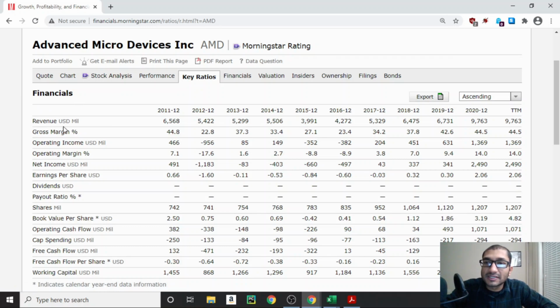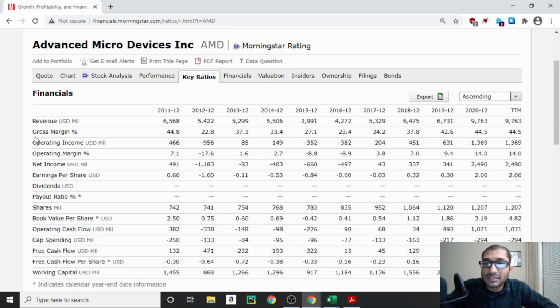The first item on the list is the revenue. The revenue is the top line of the income statement. This is the amount of money that the company brings in from its sales. Back in 2011, the company brought in about $6.5 billion. And for the year 2020, it brought in about $9.7 billion. When we look at the 10-year trend, we can see that the revenue dropped all the way down to $3.9 billion in 2015. However, since 2015, we can see that the top line has been growing.